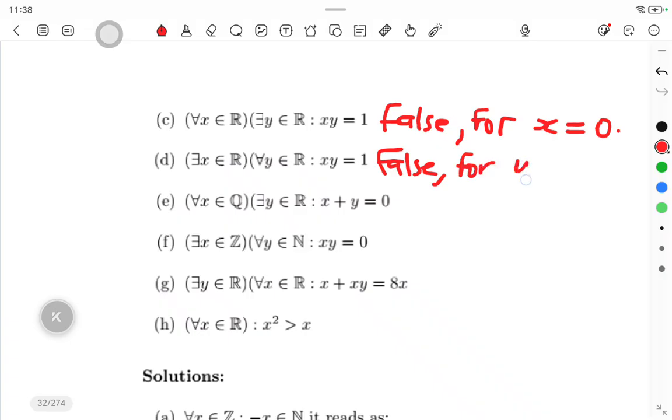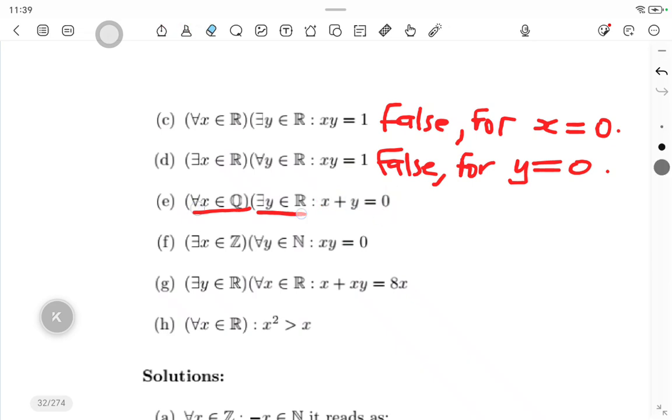Now we come to this one. They are saying that for all rational numbers, there will always exist some real number such that when I take x plus y, I'm going to get 0. Meaning that when I take that rational number, I add it to this real number that I choose, I'm always going to get a 0. You see right? Which in this case, it is true.